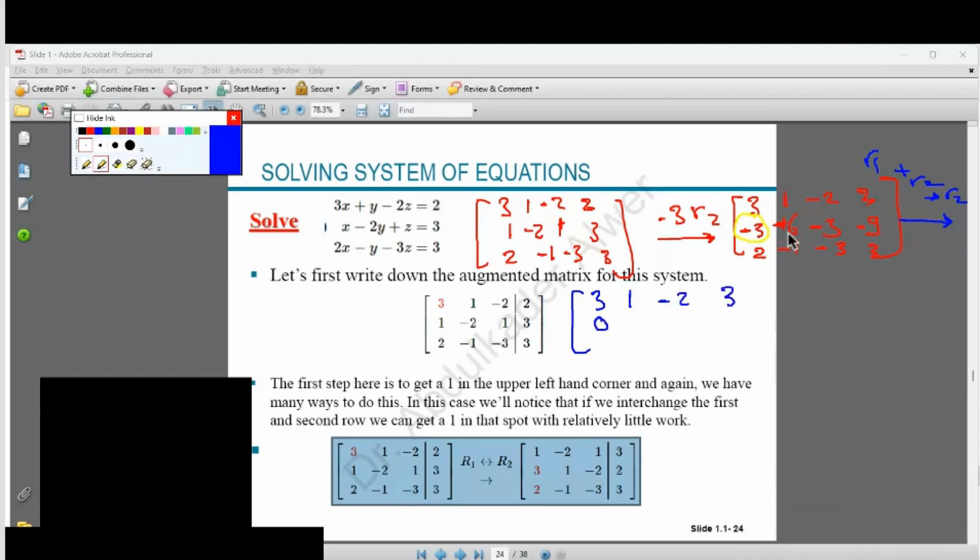Now 1 with 6, it is 7. Minus 2 with minus 3, it is minus 5. 3 with minus 3, it's minus 6. No change in the 3, minus 1, minus 2, 3. Is it correct?